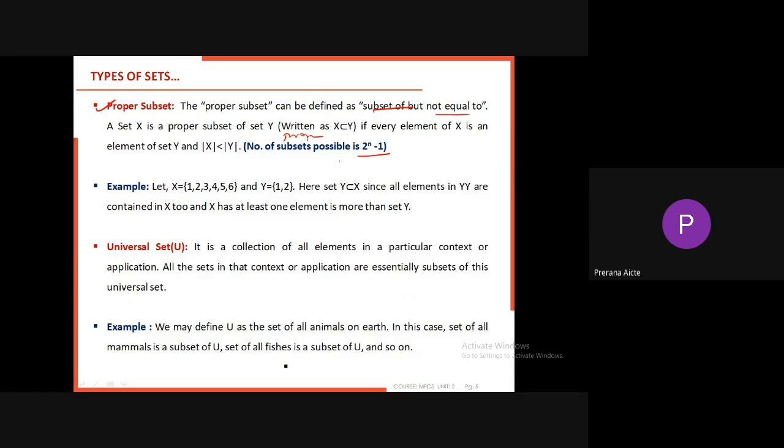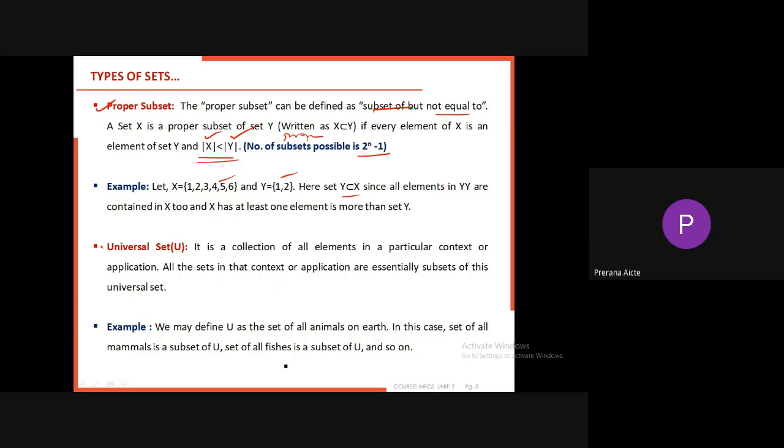For any set with n elements, the number of proper subsets possible is given by 2 to the power of n minus 1. And here one more point: between the two sets, the number of elements in set X should be less than the number of elements in set Y, then only it is possible to have a proper subset. Here is the example: X is equal to {1, 2, 3, 4, 5, 6}, Y is equal to {1, 2}. Now I can say that Y is a proper subset of X.